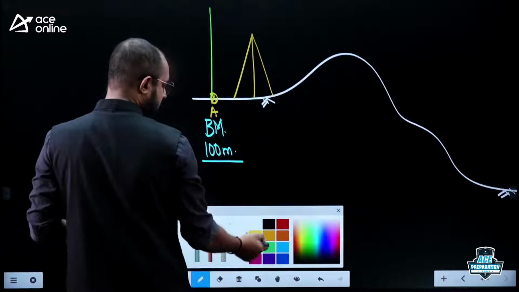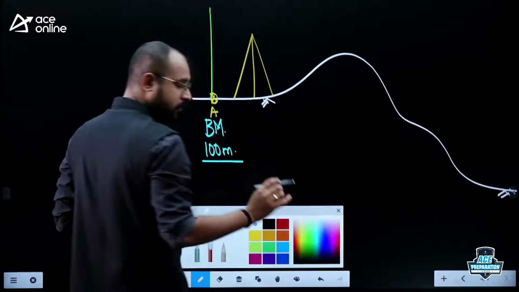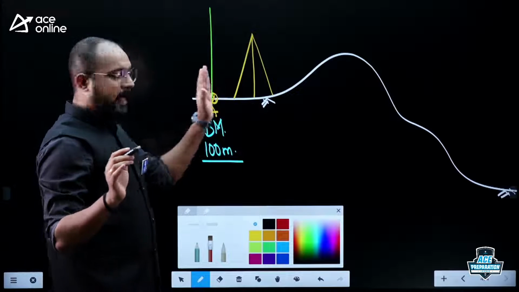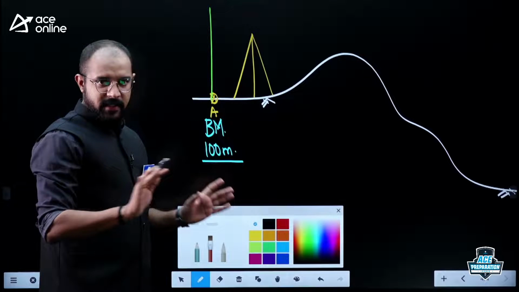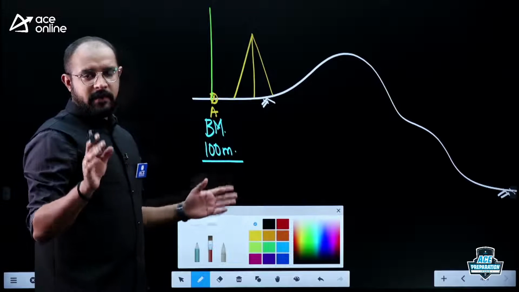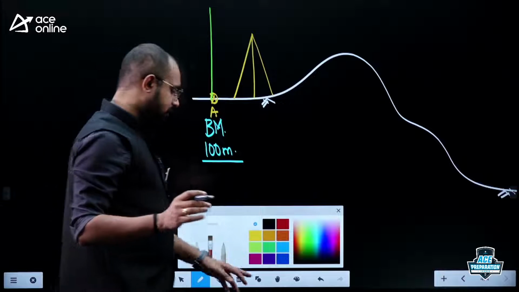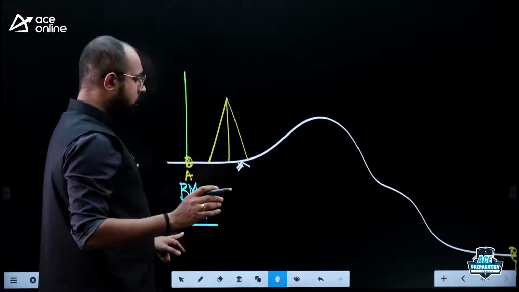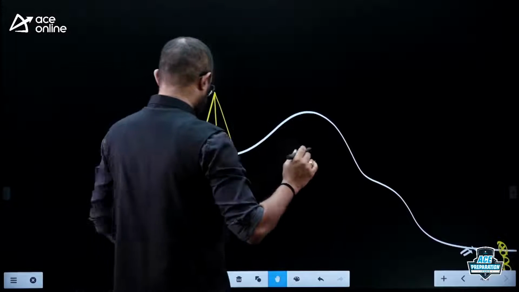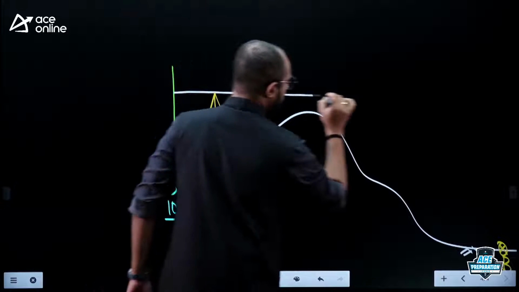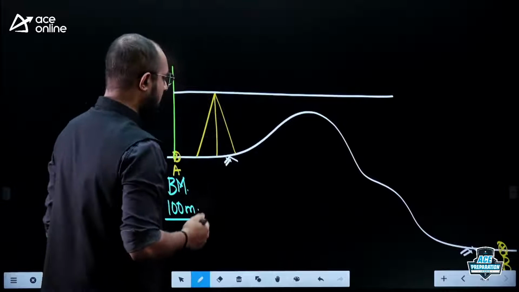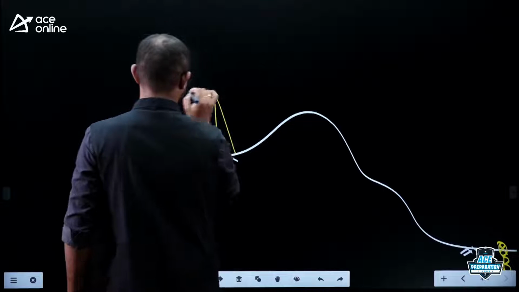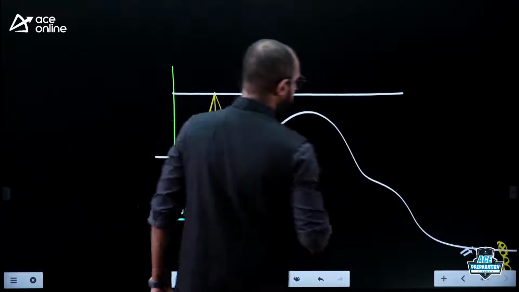After doing the temporary adjustment, what does the instrument provide me with? Always remember, once the temporary adjustment is completed, the purpose of the level is to provide you with a horizontal line of sight. Just like we discussed, the instrument now gives you a horizontal line of sight. So this is that horizontal line of sight we get.